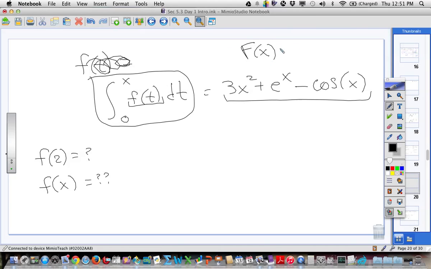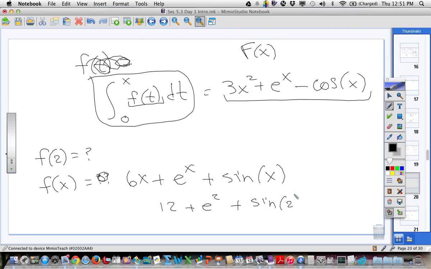So if this is big F of x, what's little f? The derivative of that. So little f would be 6x plus e to the x plus sine x. There you go. And then you plug a 2 in, right? So it'd be 12 plus e squared plus sine 2.